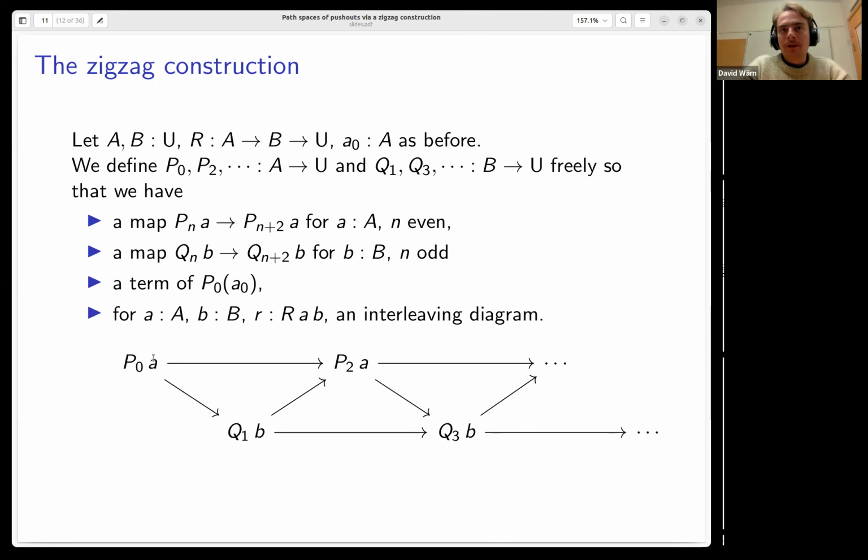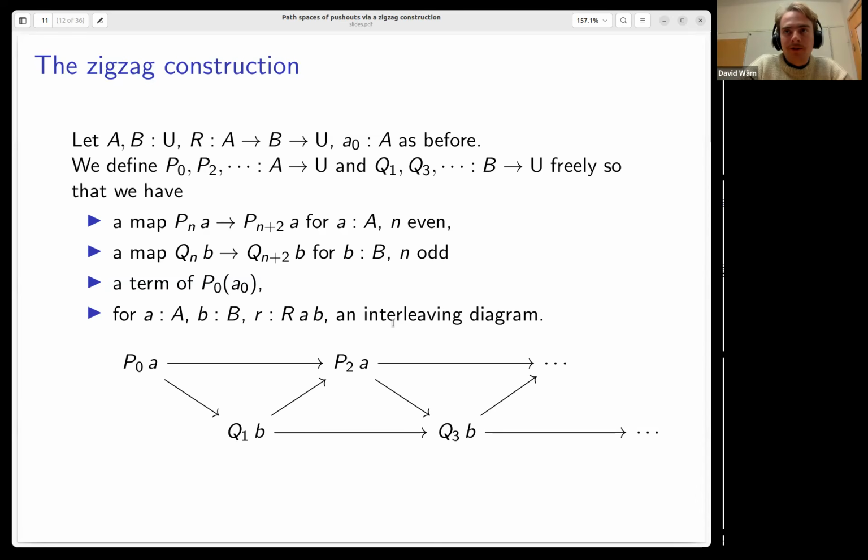So this diagram, the maps in the diagram are basically expressing that you can take a path of length n and then append an edge, and then you have a path of length at most n plus 1. And the horizontal maps are just expressing that any path of length at most n also has a length at most n plus 2.